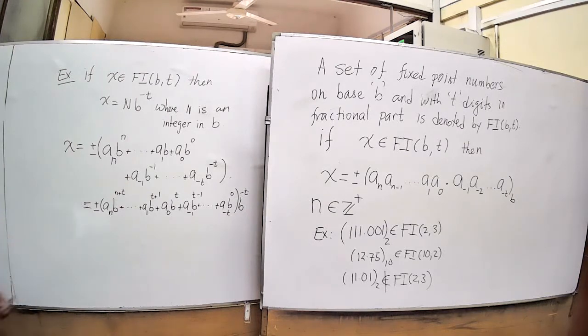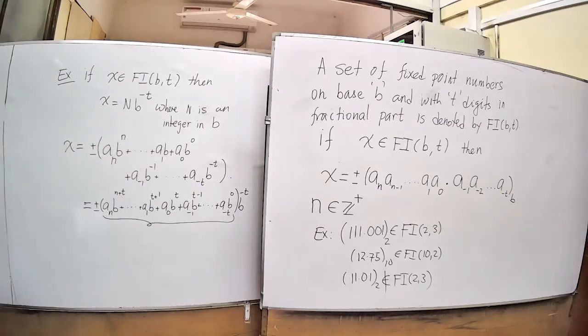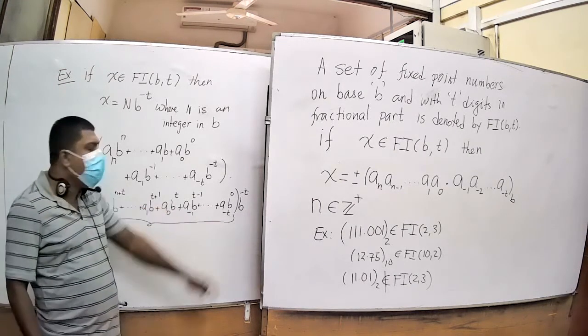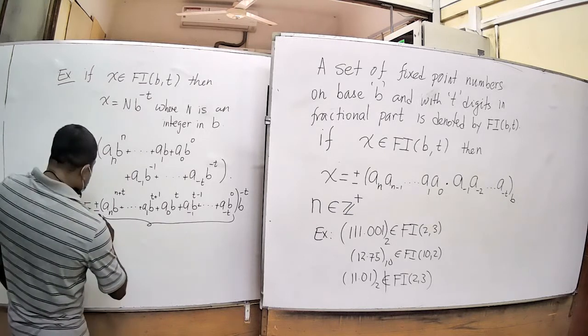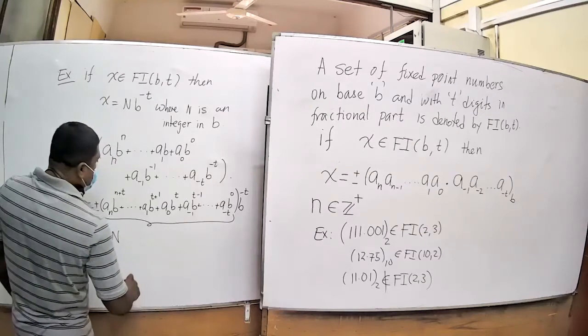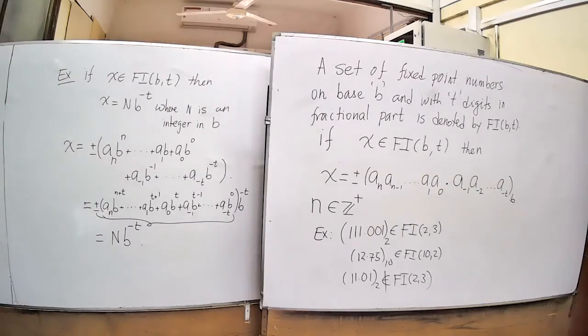So this is basically an integer representation. You see that you have no negative powers. As long as t is a positive number, this representation has no negative powers of b in it, so clearly this is an integer. Including plus or minus, you can say that x is an integer times b to the power minus t. So this is the representation of x.